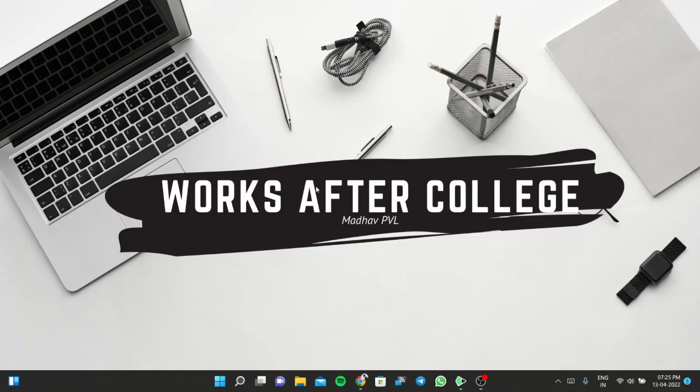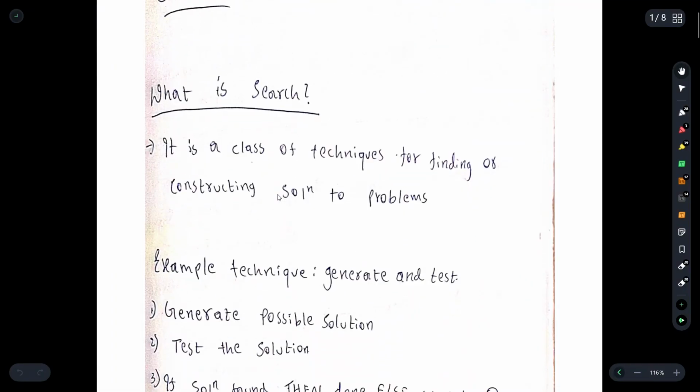This is Madhav PVL, and today we are going to see the artificial intelligence CO1 and CO2. In this video I will try to cover almost all the topics regarding CO1 and CO2. Let us get started. So first, what is meant by a search?